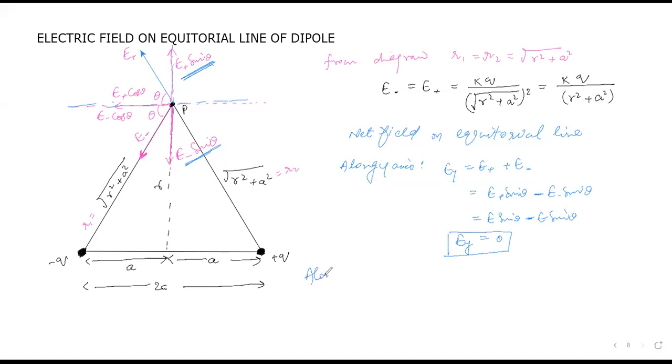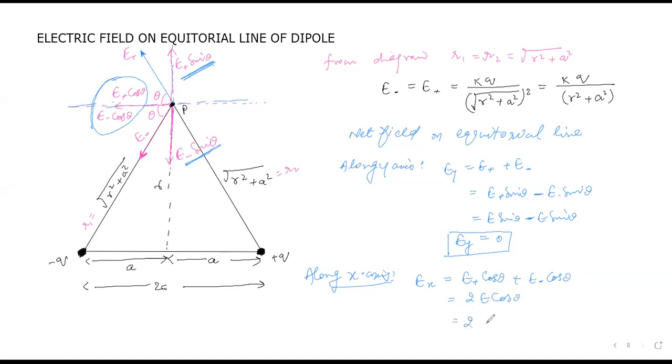Now the field along the x-axis will be Ex. Can you tell me what Ex will be? Both E plus cos theta and E minus cos theta are in the same direction, so we can add them together: E plus cos theta plus E minus cos theta. We already know the magnitudes of E plus and E minus are the same, so we can write 2E cos theta.